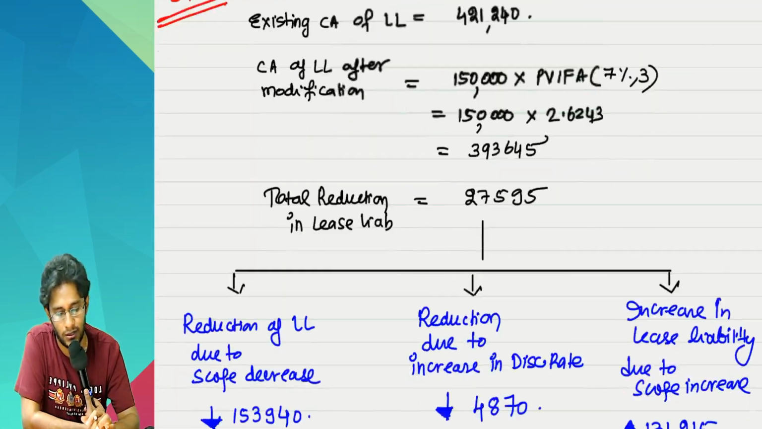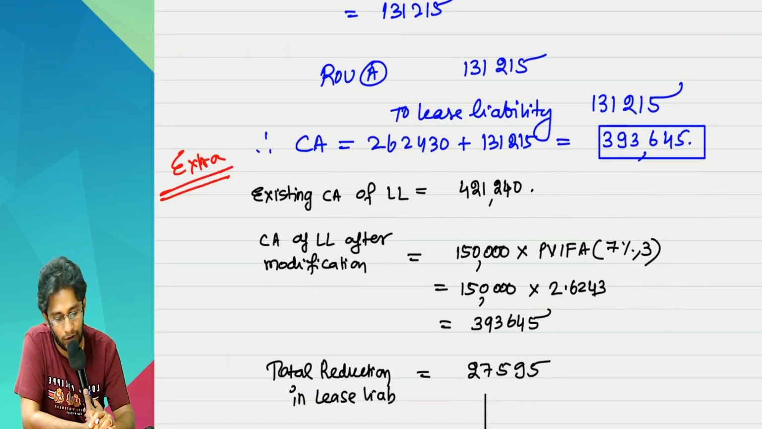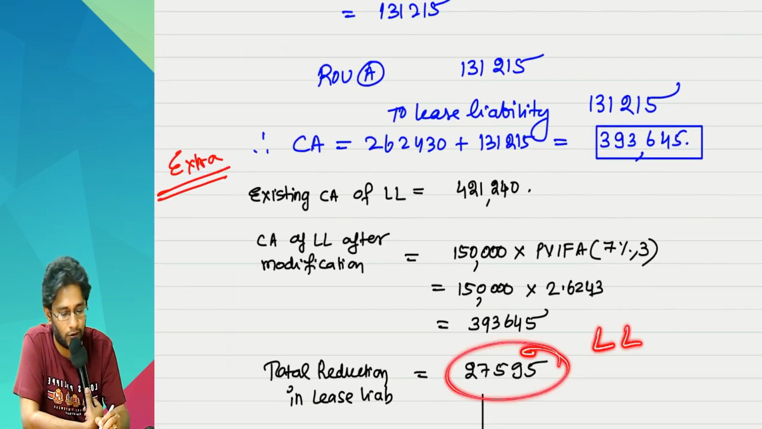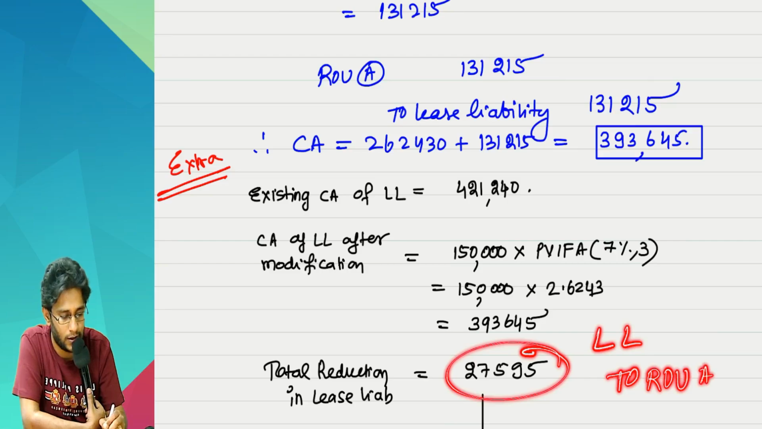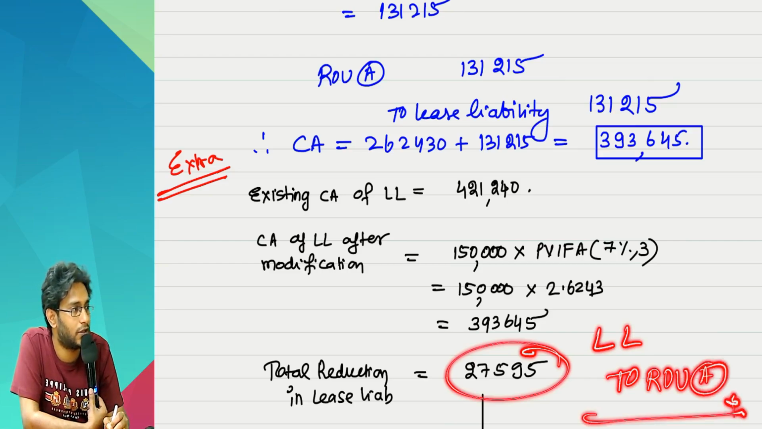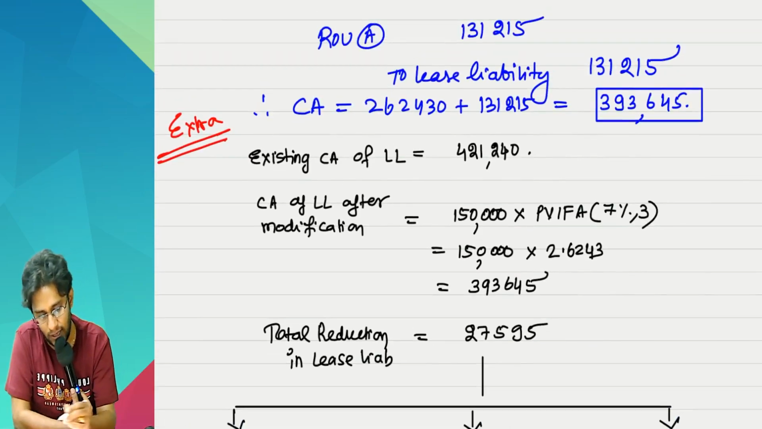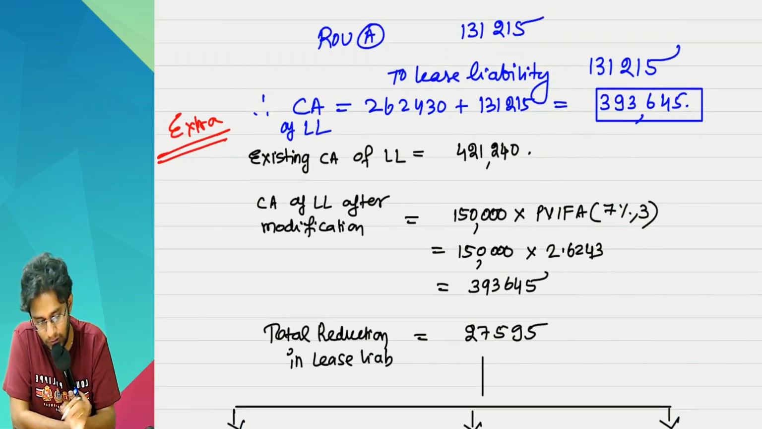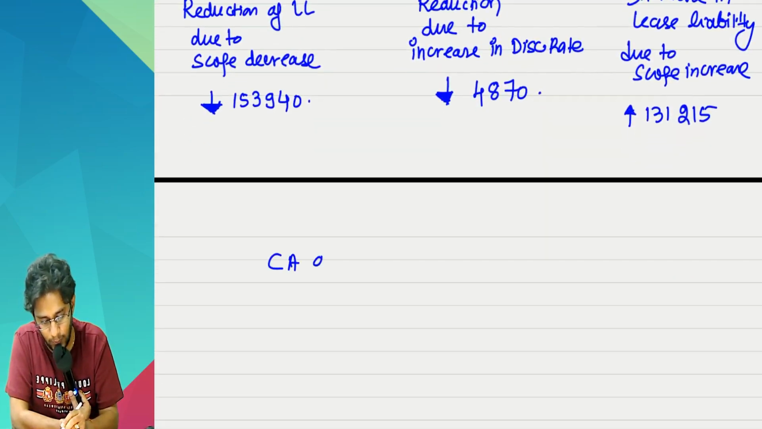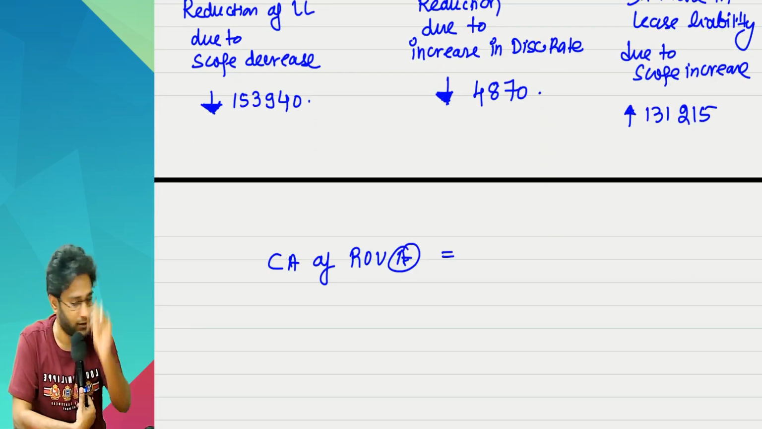If that was not there, then I could have directly recorded an entry called lease liability to ROU asset. But the reason I could not write that is that the entire decrease is not to be correspondingly impacted to the ROU asset. By the way, that is the carrying amount of lease liability. Now, what is the carrying amount of the ROU asset? What was the last time you measured the ROU asset?